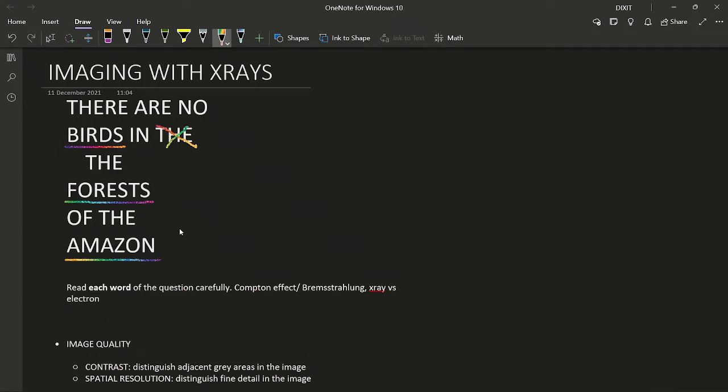Now the best advice anyone can give you regarding the FRCR physics exam is to read each word of the question carefully. This is because they tend to give a correct sentence and just interchange the main subject about which they are asking. For instance, Compton effect and Bremsstrahlung are processes that occur in a kind of similar way, but one is occurring within the x-ray tube and the other within a patient. So they might give a correct sentence about Bremsstrahlung and then just replace it with Compton effect.